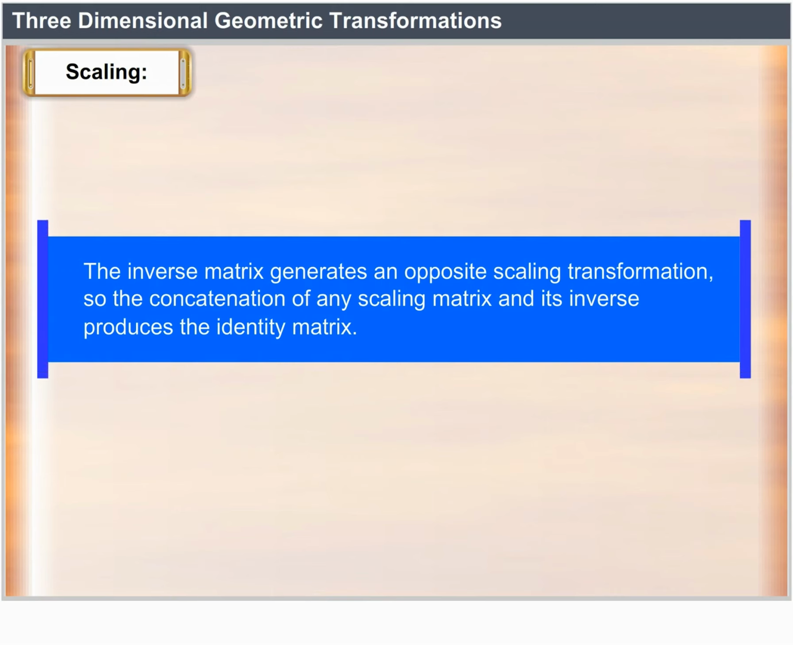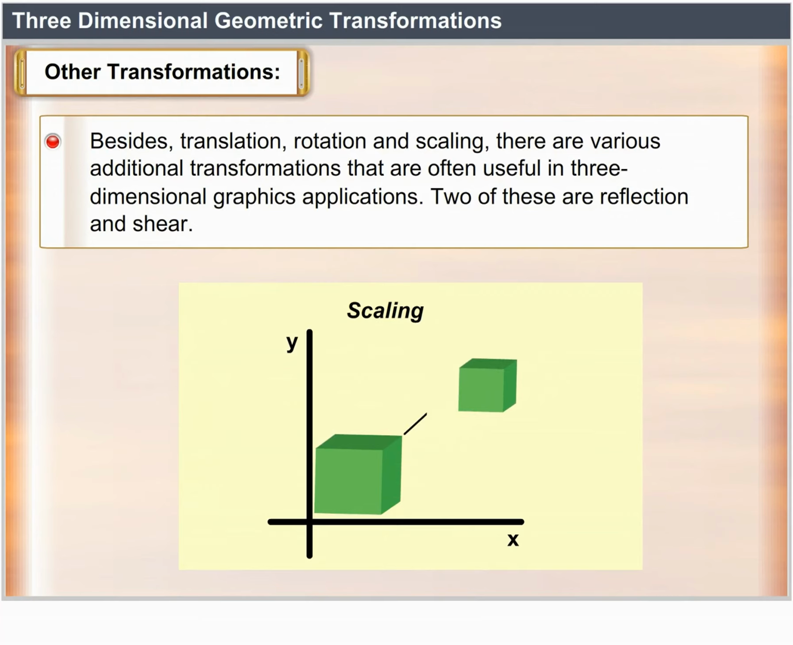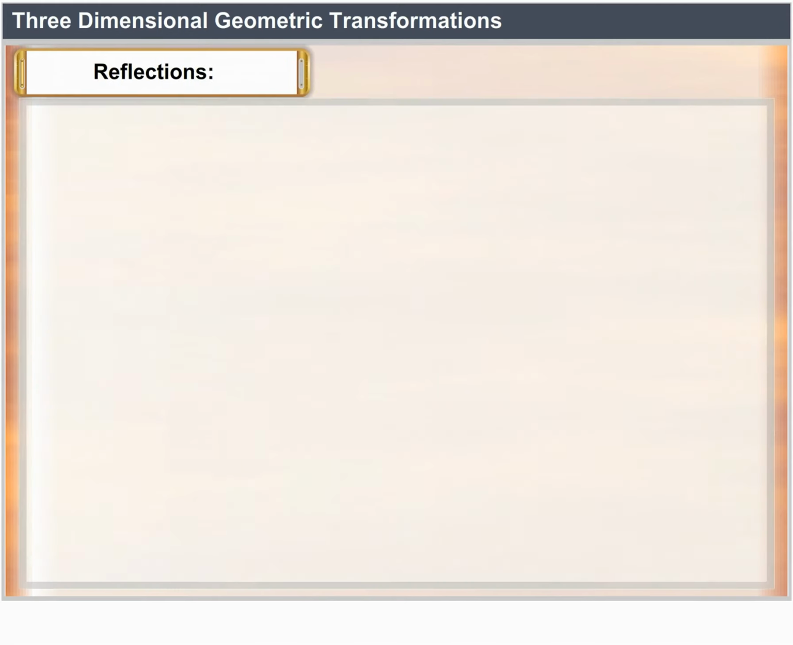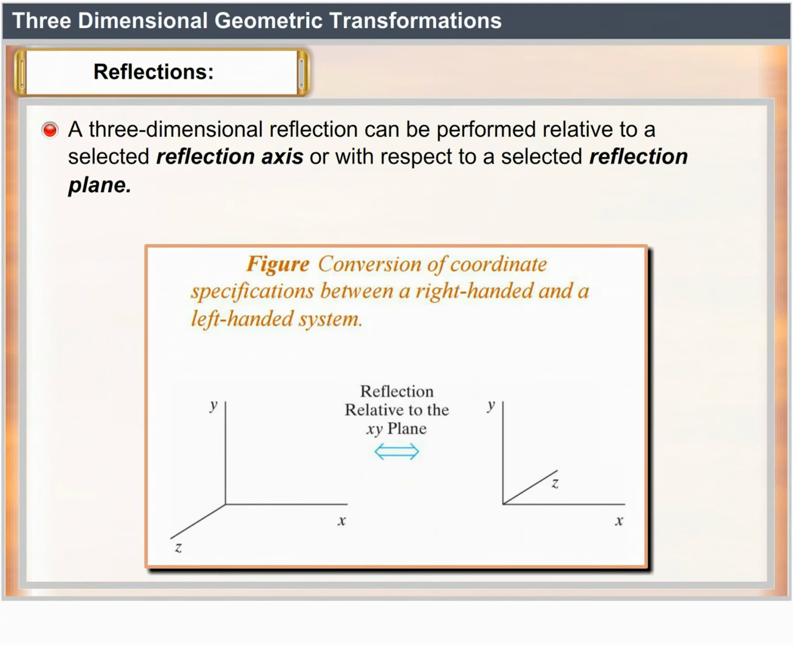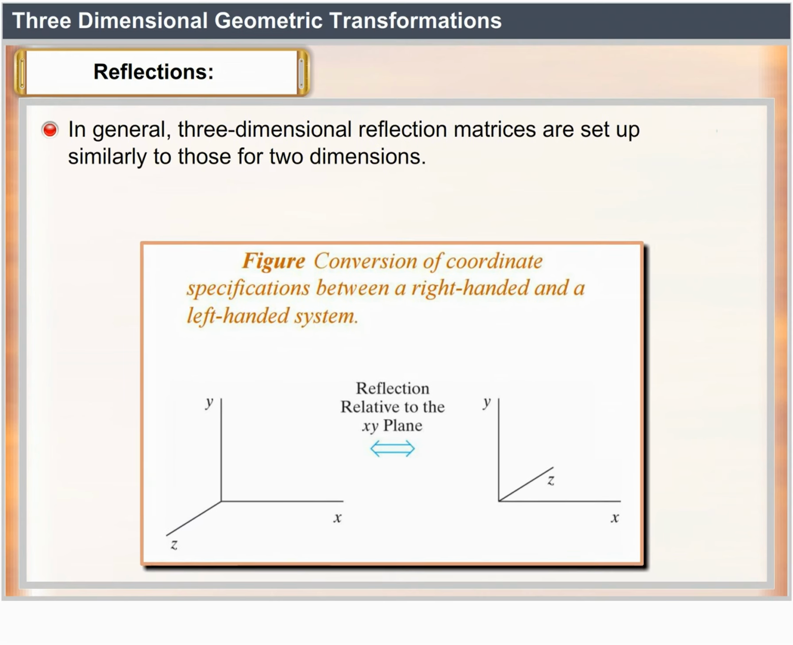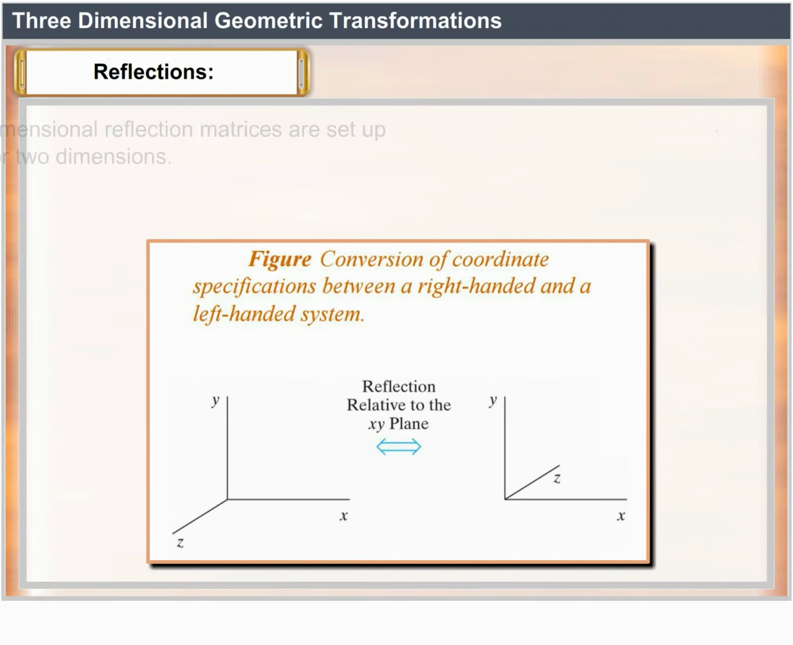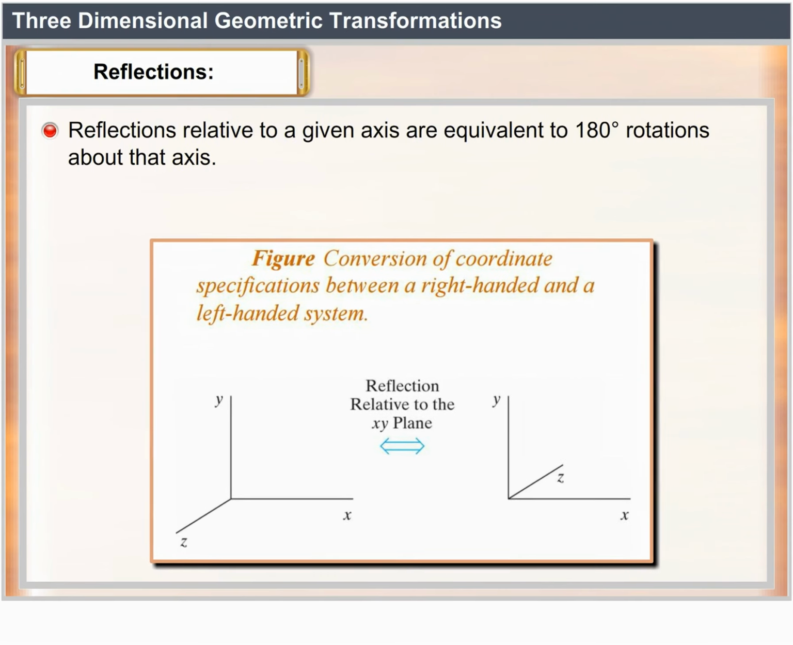Other transformations. In addition to translation, rotation, and scaling, there are various additional transformations that are often useful in three-dimensional graphics applications. Two of these are reflection and shear. Reflections. A three-dimensional reflection can be performed relative to a selected reflection axis or with respect to a selected reflection plane. In general, three-dimensional reflection matrices are set up similarly to those for two dimensions. Reflections relative to a given axis are equivalent to 180 degree rotations about that axis.